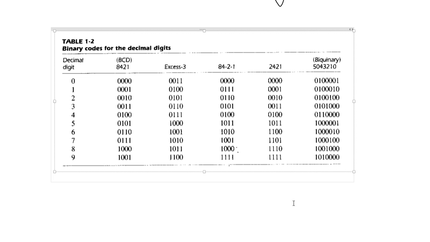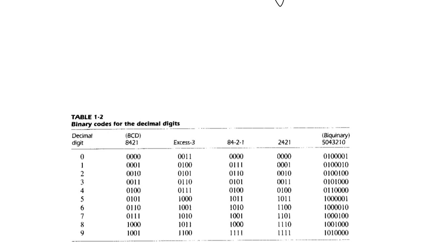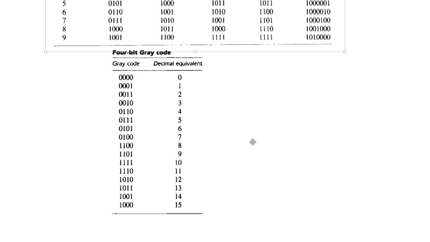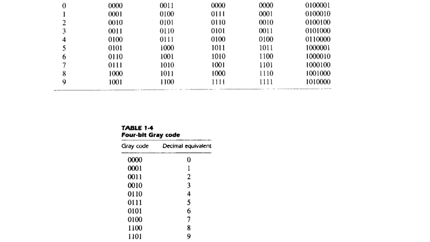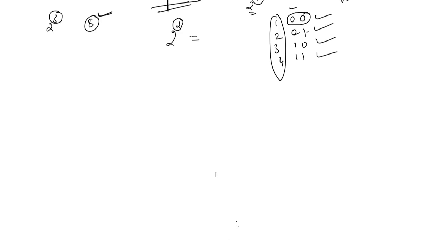You can see one table here. Before I explain that table, I will also explain something about what BCD is. Here we have different codes in this binary code family. For example, BCD is there, XS3 code is there.